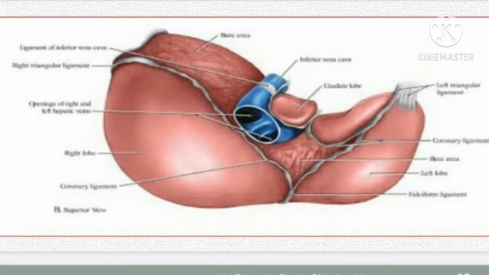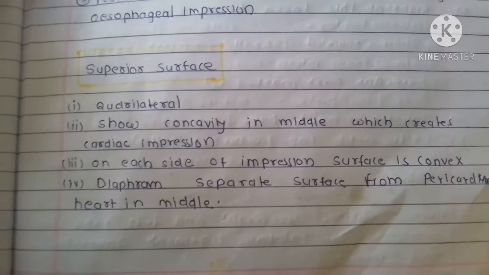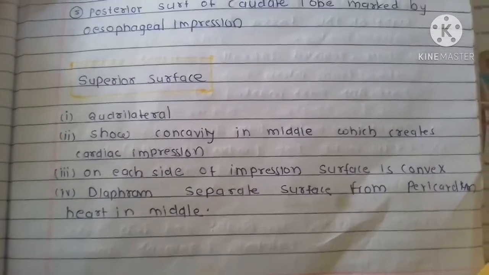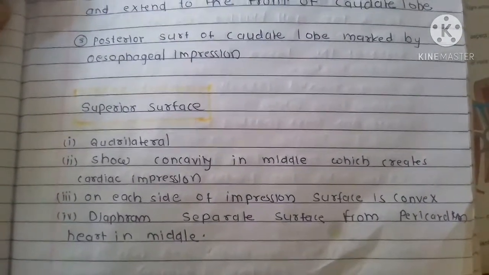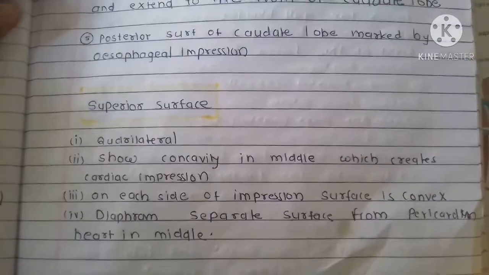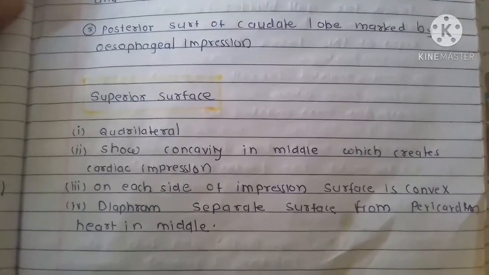Now this is the superior surface of the liver, which is quadrilateral in shape. It shows concavity in the middle, which creates the cardiac impression, and on each side of the impression the surface is convex, meaning all four side surfaces are convex. The diaphragm separates the surface from the pericardium.